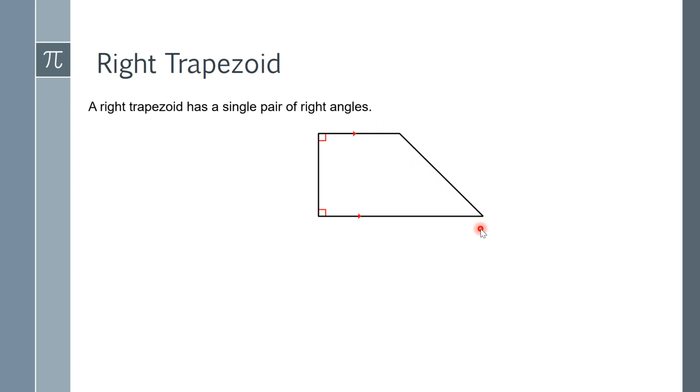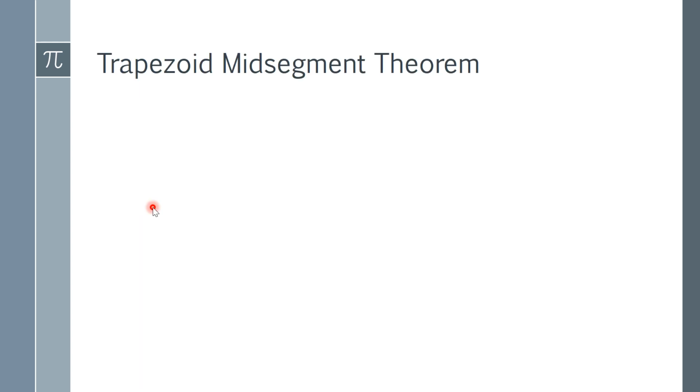Neither one of these could be a right angle because then we would have a rectangle and not a trapezoid. So understand that it has exactly one pair of right angles. I just want you to be able to recognize this for identification purposes somewhere in maybe some kind of standardized testing situation. So the next big concept that we have for trapezoids is the trapezoid mid-segment theorem.